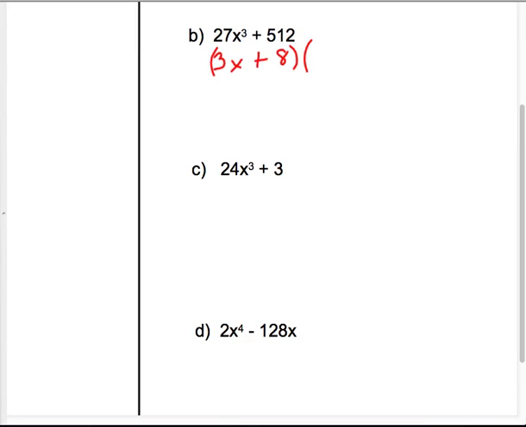Next step is first term squared. So I'm going to take 3x squared. Be careful to square the 3 as well as the x. So it becomes 9x squared. Opposite sign. Multiply the two terms together. 3x times 8 is 24x. And then square the second term, plus 64.